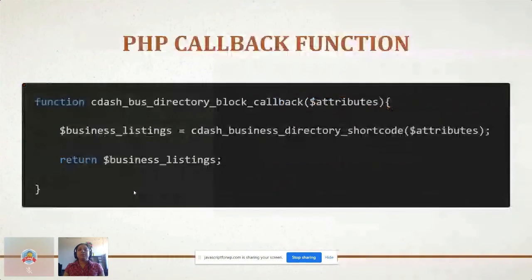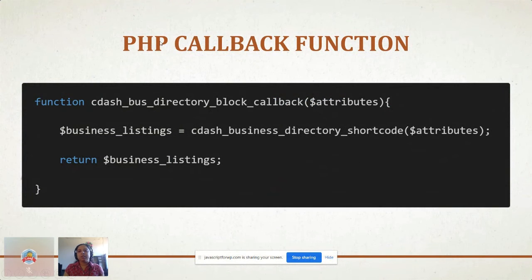And then finally, the PHP callback function, which is actually where the magic happens, because I wrote, with one line of code, all I did was call my shortcode function and pass all the block attributes into my shortcode function. And the shortcode function takes care of displaying it both in the editor and on the front end.